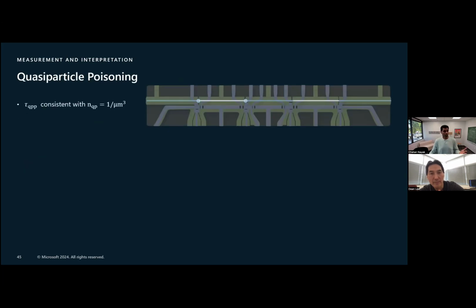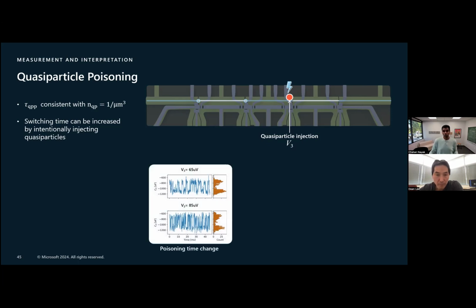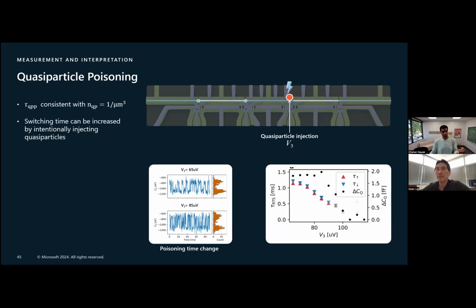That quasi-particle poisoning time of 2 milliseconds is actually consistent with the density of about one unpaired quasi-particle per micron cube. So that's less than one per device, essentially, on average. But to check our interpretation, we can increase that by injecting current. Some of that current goes in as quasi-particles, and by injecting more current, we can make the quasi-particle poisoning more rapid. And you can see that that time scale decreases as we inject more current.